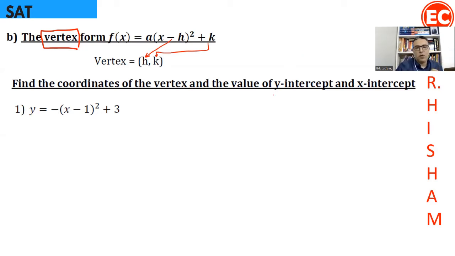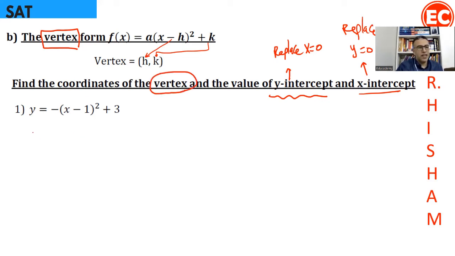Again, if I wanted to find the y-intercept, in the last form it was c, but here it's not k. I'm going to replace x with 0. But if I wanted to find the x-intercept, I'm going to replace y with 0. So why do we call it vertex form? Because I can directly find the vertex.